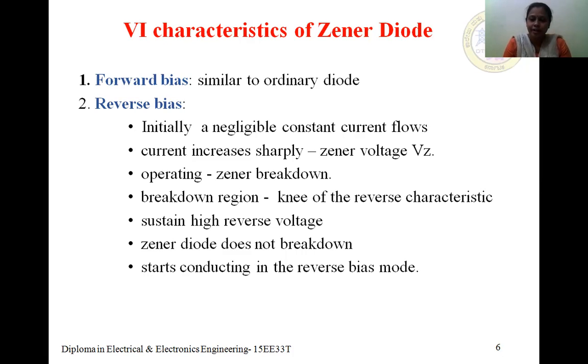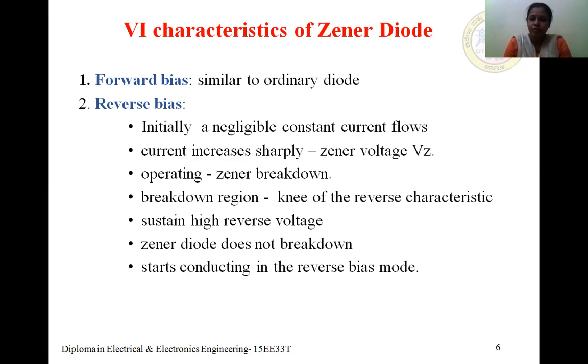This is the point where there is a sudden increase of current; that point we will call the knee point. At this very high current the Zener diode is able to sustain. That's why it can sustain high reverse voltage. At this point the Zener does not break down or get destroyed. So finally, I can conclude that this Zener diode is operating in the reverse biased condition without damage.